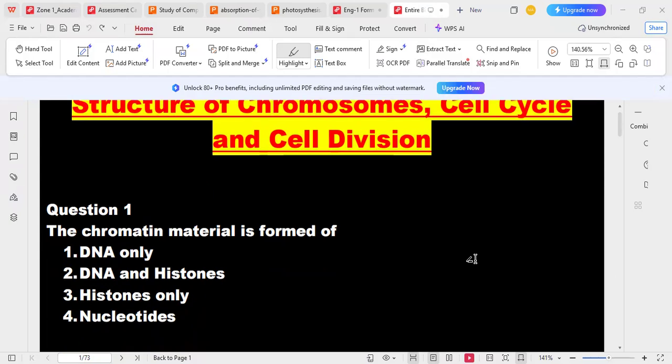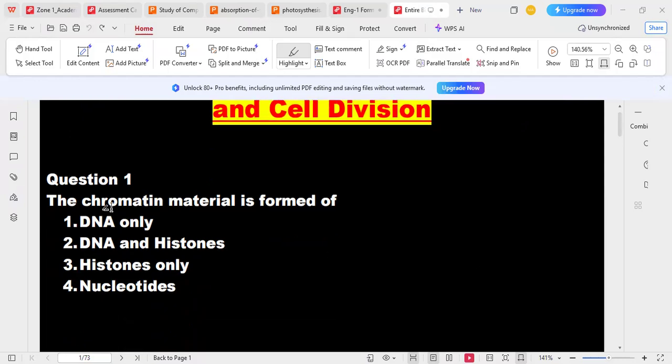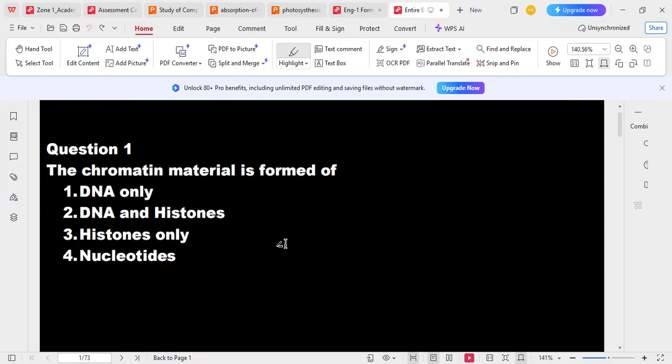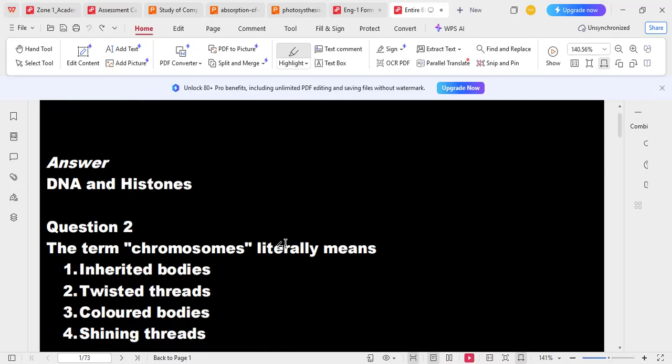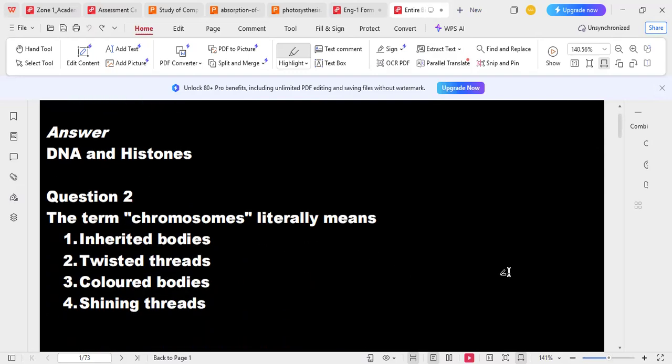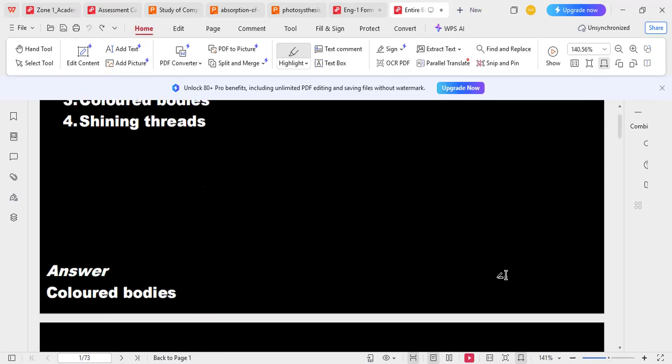So the first question says the chromatin material is formed of option A, DNA only; DNA and histone proteins; histone only; or nucleotide. The answer should be B, that is DNA and histones, right? Now, coming to the second question, the term chromosomes literally means inherited bodies, twisted threads, colored bodies, or shining threads. It should be option C or option 3, that is colored bodies.